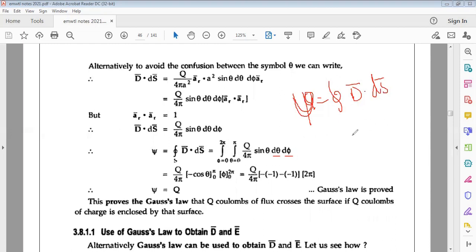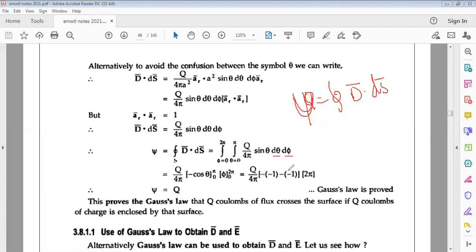It is extended up to 0 to 180 degrees only. So q by 4 pi is a constant. The integral of sine theta is minus cos theta, and the integral of d phi is phi. Okay, substitute the upper and lower limits: cos theta, cos pi minus cos 0. Cos pi is minus 1. Cos 0 is 1.